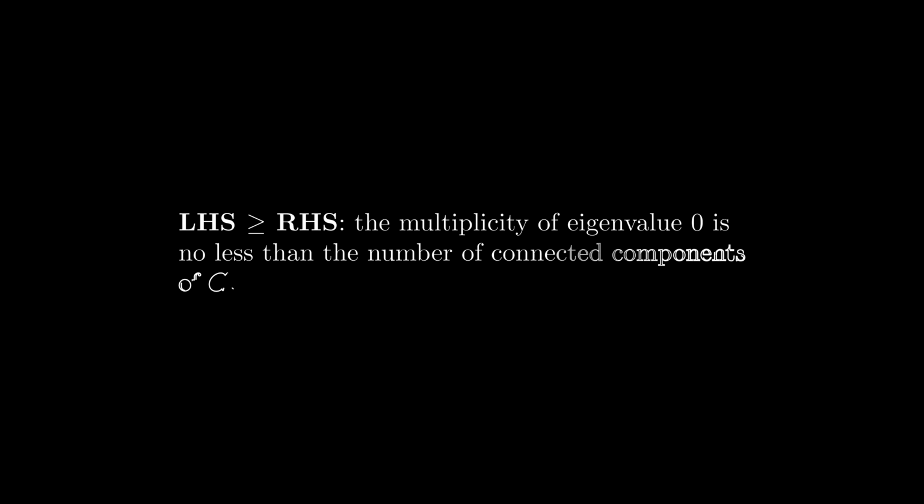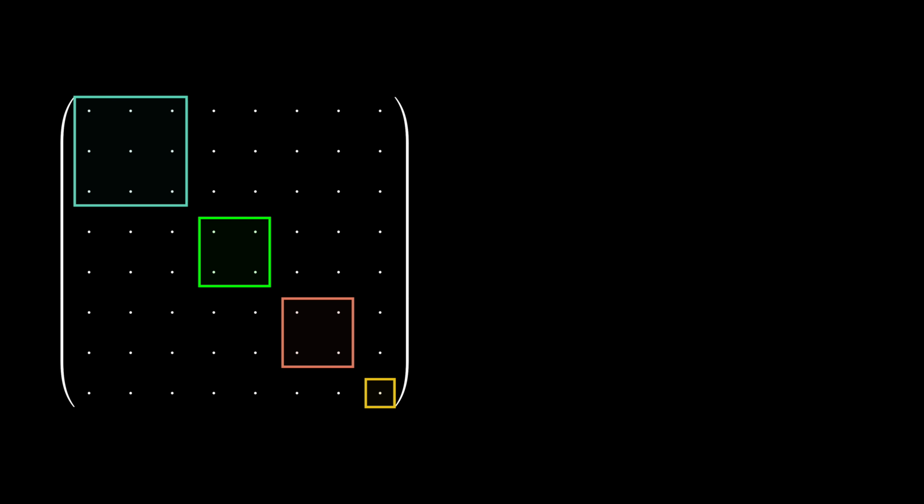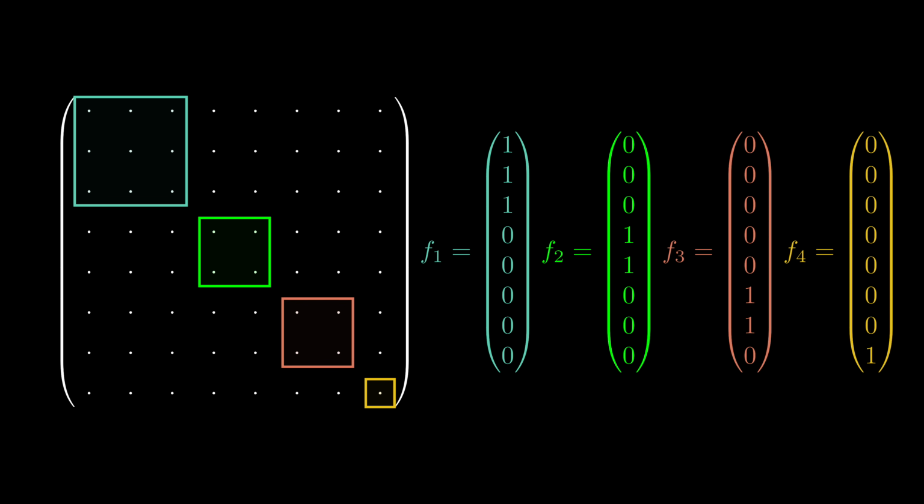Let's prove it more rigorously. First, let's prove that the multiplicity of eigenvalue 0 is no less than the number of connected components. We already see that with proper indexing, we can find a block structure in the Laplacian matrix. Indexing is just assigning an order to the vertices. We are free to index however we want, so the block structure will always exist. Now, we can construct eigenvectors whose corresponding entries of the block are non-zeros. This shows that if there are k connected components, we can have at least k eigenvectors of eigenvalue 0.